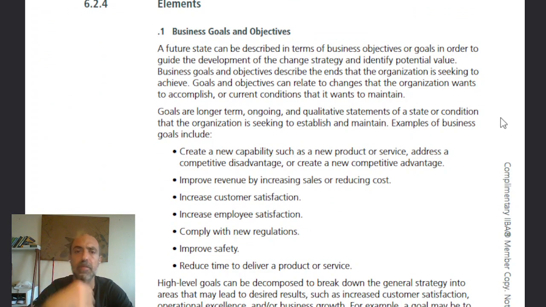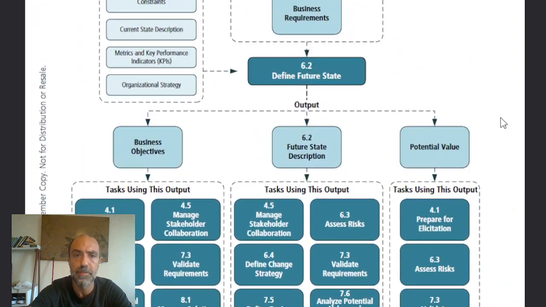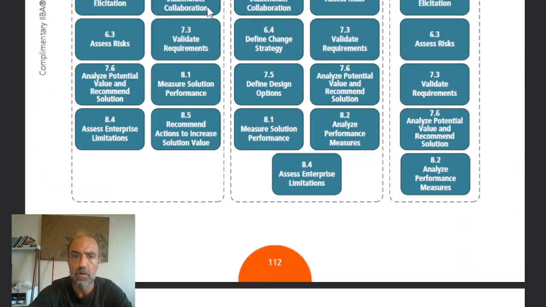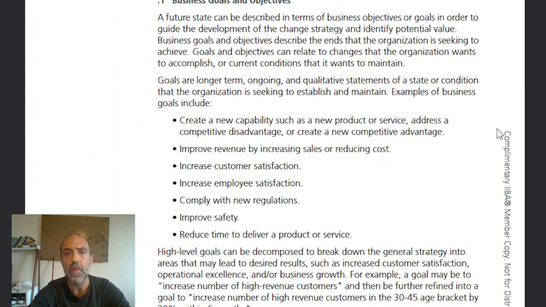Business goals and objectives. These are the elements, right? A future state can be described in terms of business objectives or goals in order to guide the development of the change strategy and identify potential value. What are the objectives? What are the goals? Business goals and objectives describe the ends the organization is seeking to achieve.